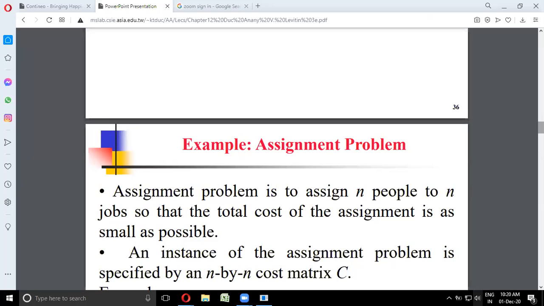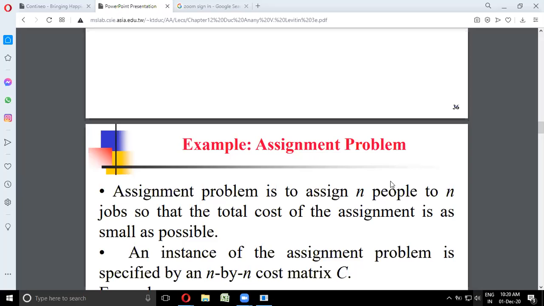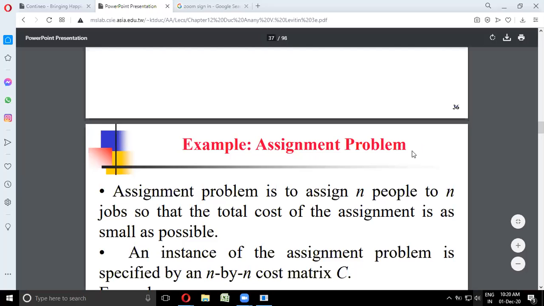So how am I going to assign n people to n jobs? The same job cannot be assigned to different people. Now we'll take an example and understand how this job assignment problem is going to work. Okay, so we will see how it works.